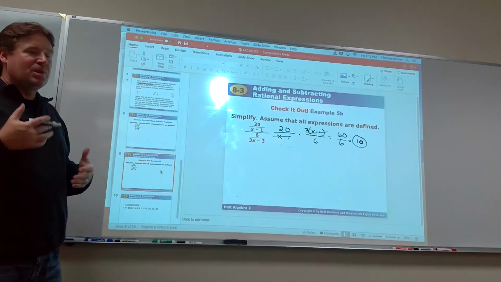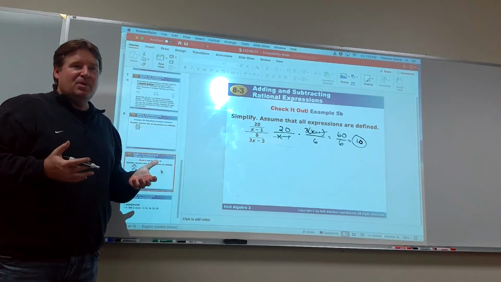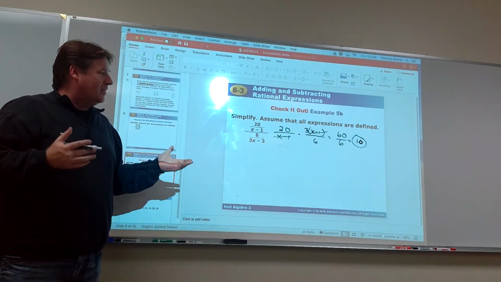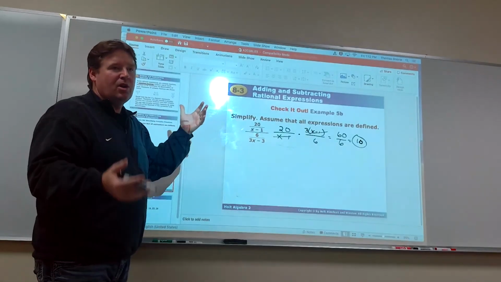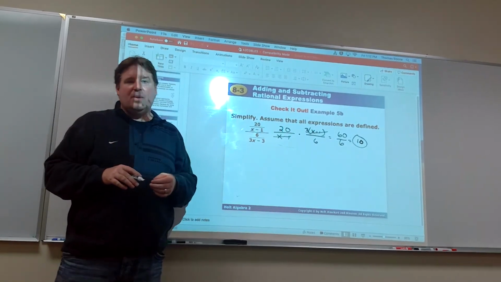All right. Have some fun with this, with the fractions. Again, simplifying, adding, subtracting, and then simplifying these complex fractions. Again, we'll have the worksheet 8.3. Check your work and make sure to let me know if you have any questions.